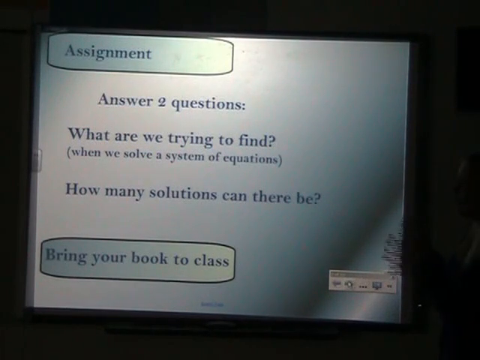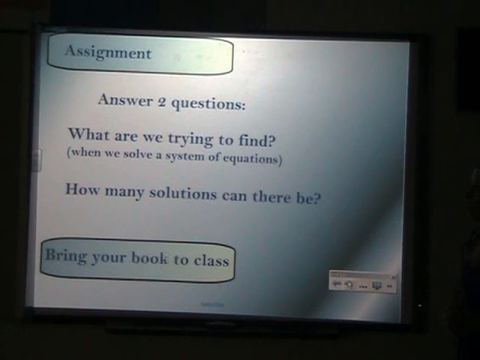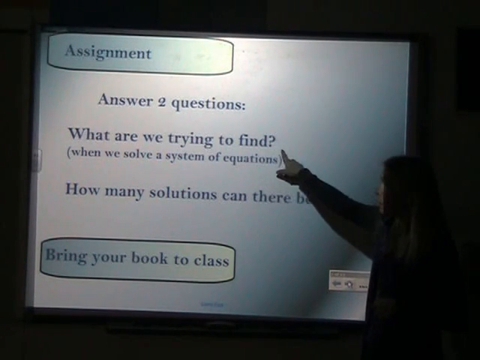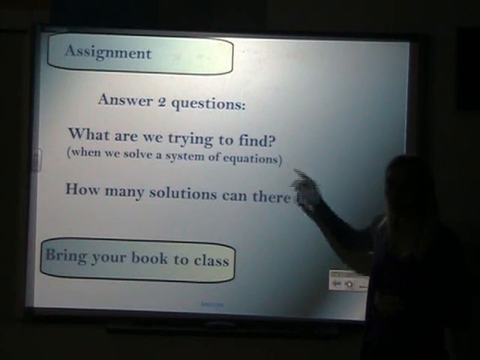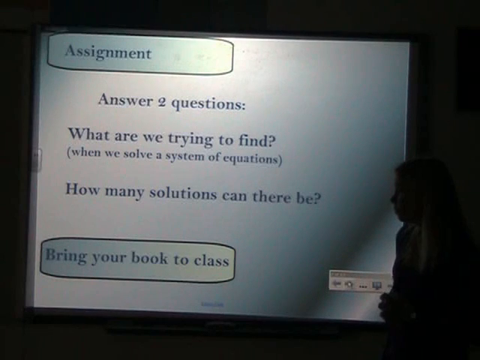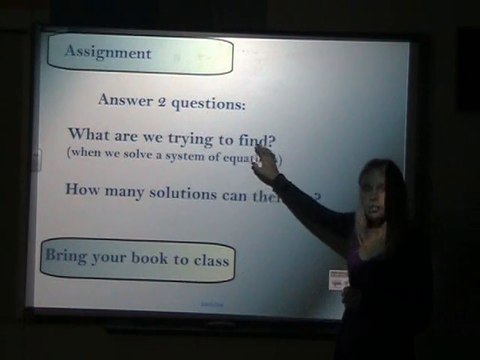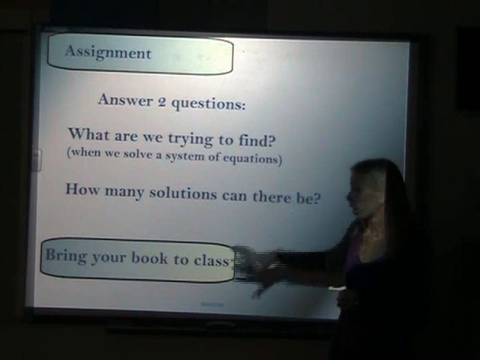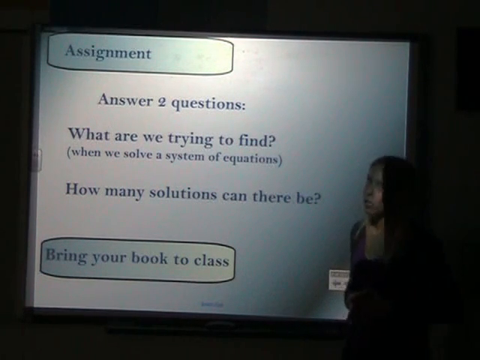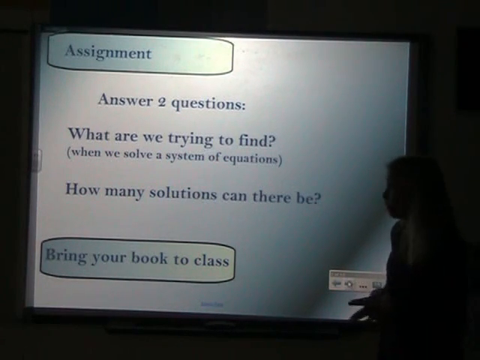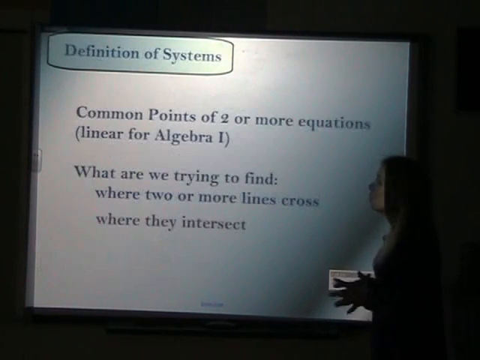Your assignment for now that you need to bring with you to class: you need to answer these two questions. What are we trying to find when we're solving a system of equations? And how many solutions can there be? Make sure besides answering these questions and maybe copying down some examples so you know what we're doing, that you bring your book to class, because the assignment is out of your book and it's going to be a very long 45 minutes if I didn't bring my book to work on the assignment.